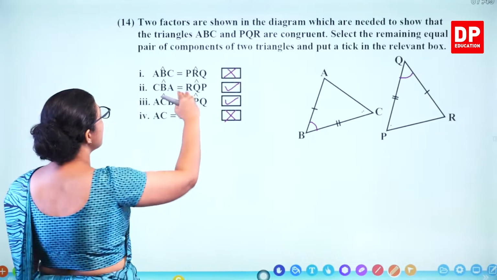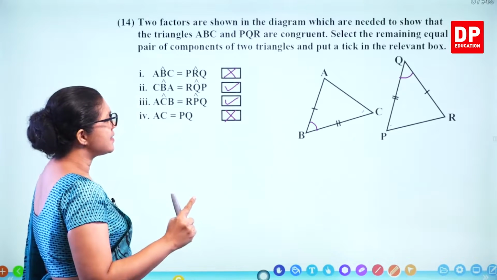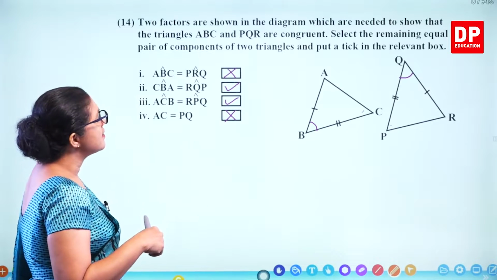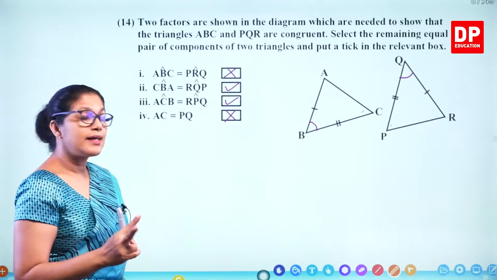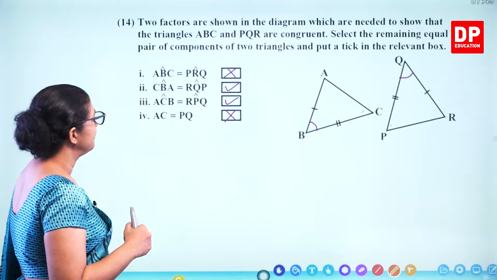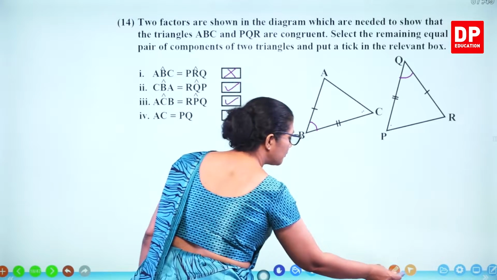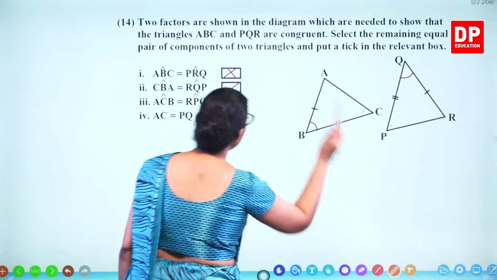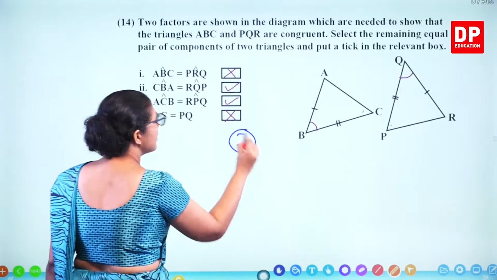Then the second one is SAS. The third one is AAS, two angles and one side. So you get 2 marks for that. Identify correct statement.